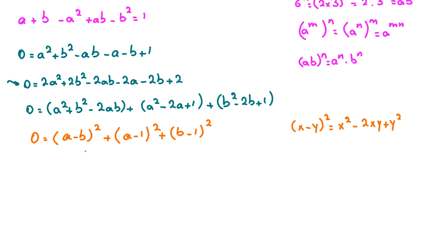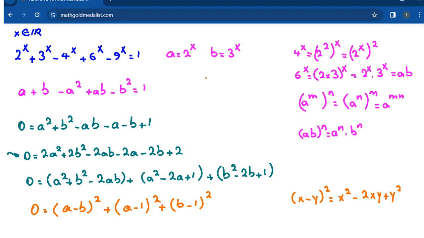They are real numbers. x is a real number, so a and b, because they are 2 to the x, 3 to the x, they are real numbers. So all of them are at least 0. So the sum of them is at least 0, and because the sum is equal to 0, each term should be equal to 0. Okay, the only possible case. So a minus b should be 0. a minus 1 should be 0. b minus 1 should be 0.